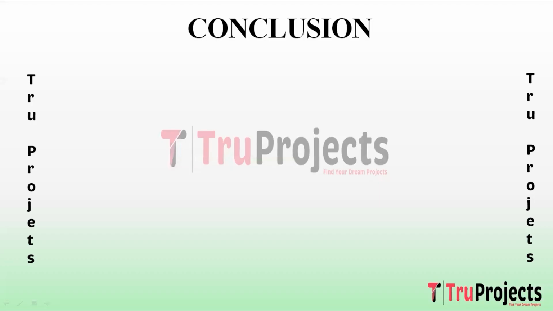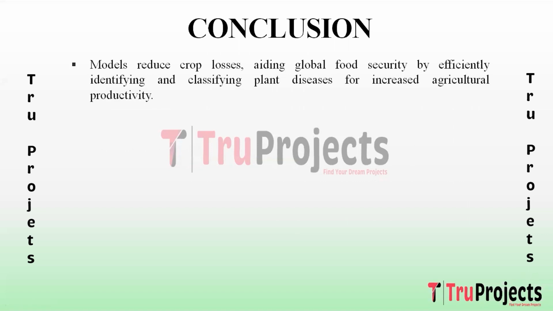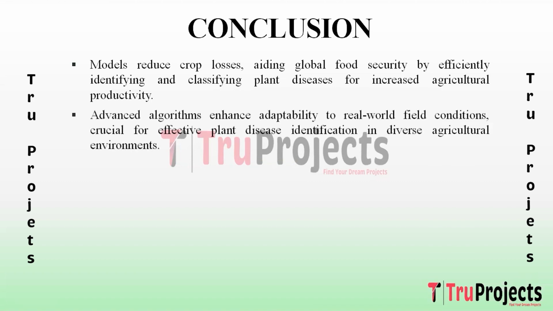So the conclusion here is the project's deep learning models tackle the challenge of increasing food production by efficiently identifying and classifying plant diseases, reducing crop losses, and enhancing global food security. Heightened real-world relevance, the project closes the gap between controlled lab settings and field conditions. Advanced detection algorithms like YOLO V8, SSD, and Faster RCNN increase adaptability in complex field scenarios.